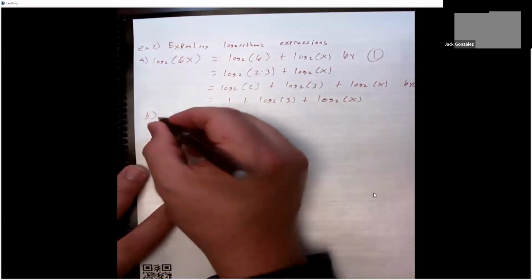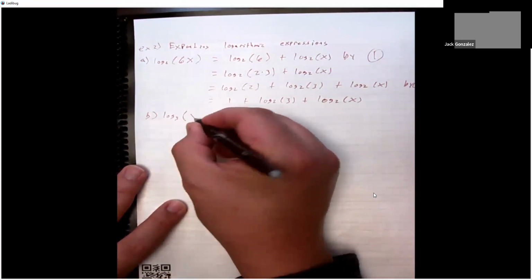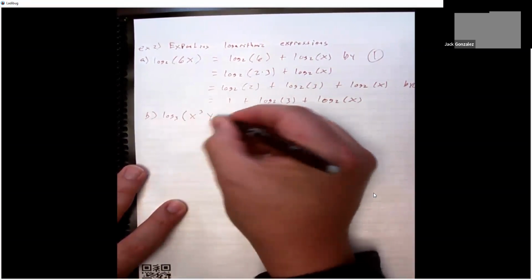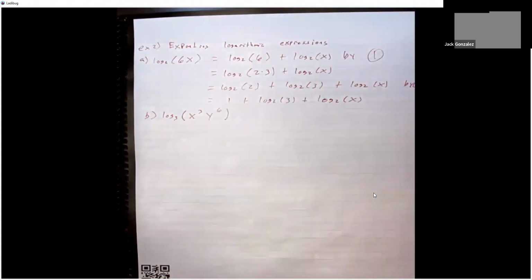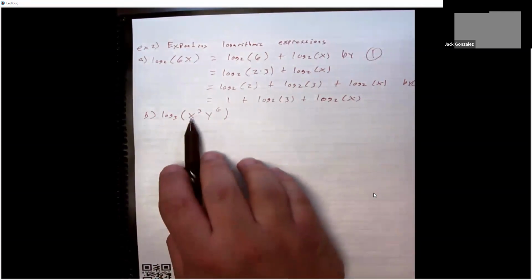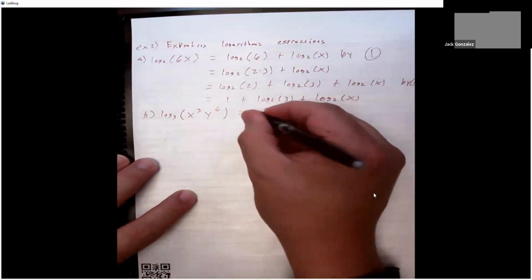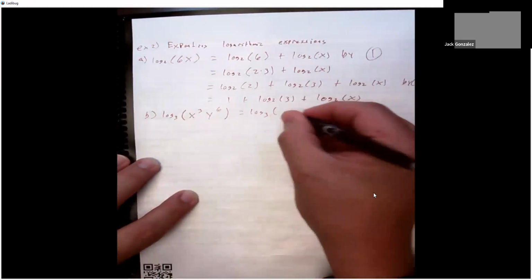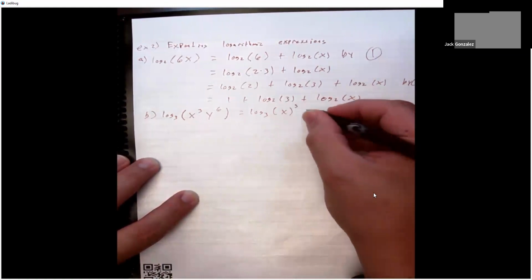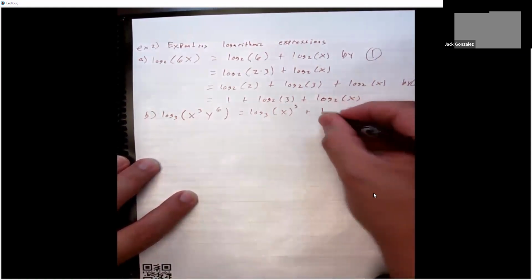Okay, let's do another one. This one's a little harder. Log base, don't use 5, let's say 3. Log base 3 of x cubed y to the 6. So we have two pieces, right? Products. X cubed times y to the 6, so apply it there. Log base 3 on both, of course.